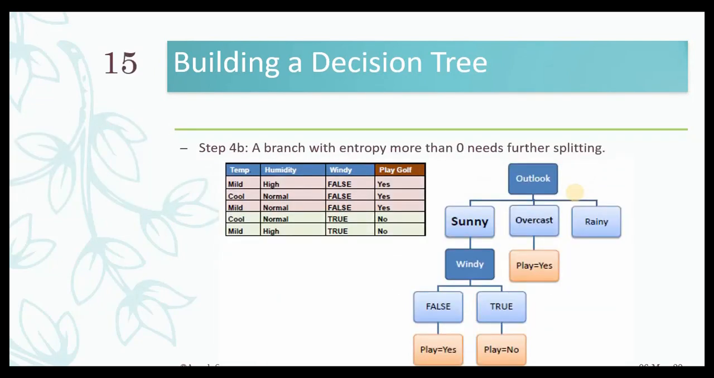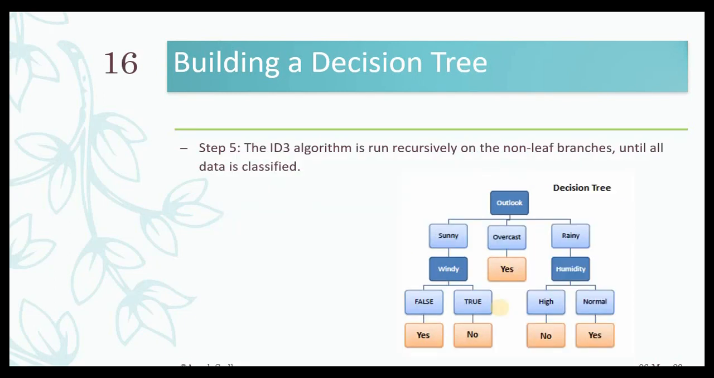You split at windy, because windy was the most informative attribute, that is, the information gain was maximum in case of windy, and there you have two types of decision again, false and true, and you stop here because obviously the entropy becomes 0 again. Now this algorithm is the ID3 algorithm. It runs recursively on the non-leaf branches until all data is classified, and here we have finally built a decision tree like this.